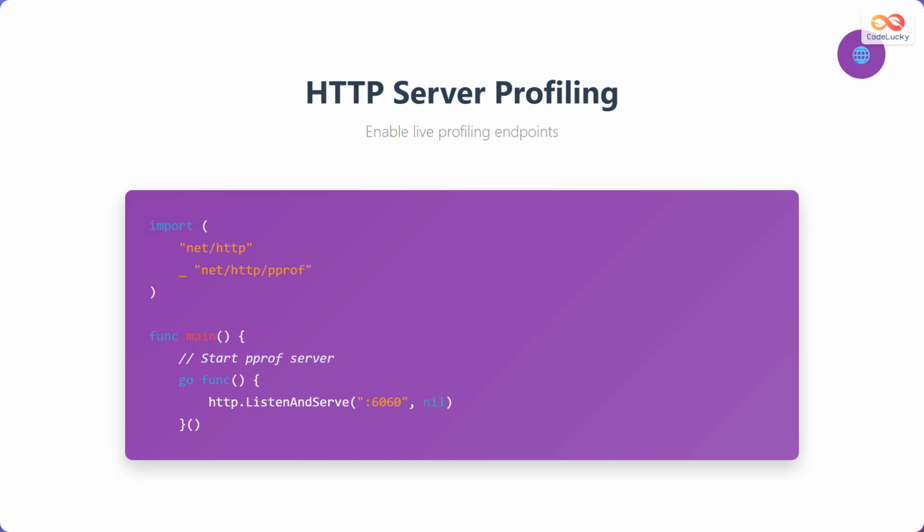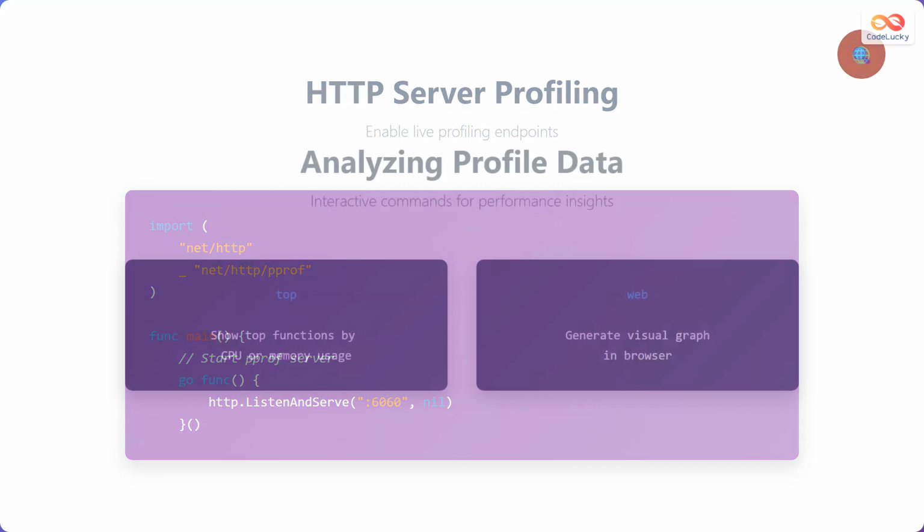This approach is particularly useful for production applications because it allows you to collect profiling data from a running service without restarting it. The blank import is a special Go feature that executes the package's initialization code without explicitly using any of its exported functions. This sets up the profiling endpoints that you can access through your web browser or command line tools.